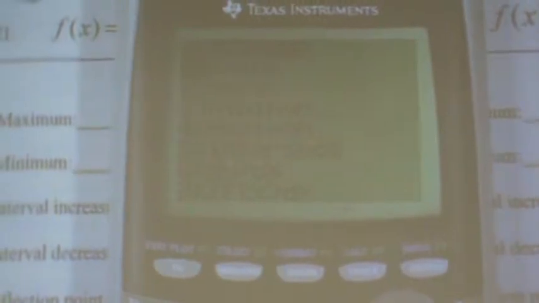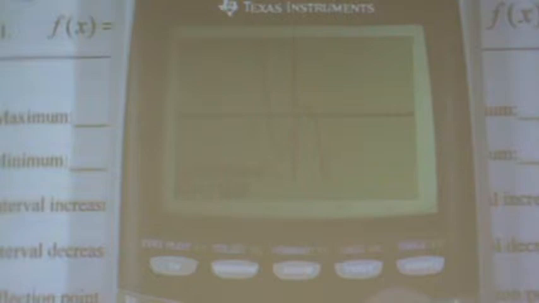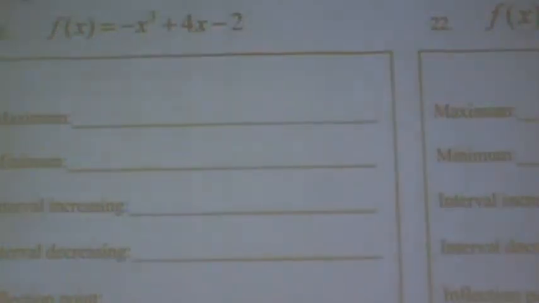Second, calc, min, and then give me some bounds. I'm going to do -2, enter, 0, enter. And I get -1.15. We're going to round to the nearest hundredth. Did you get -1.15? Okay. I would suggest for these two problems, you draw the graph. That might help you. So sketch a little picture.